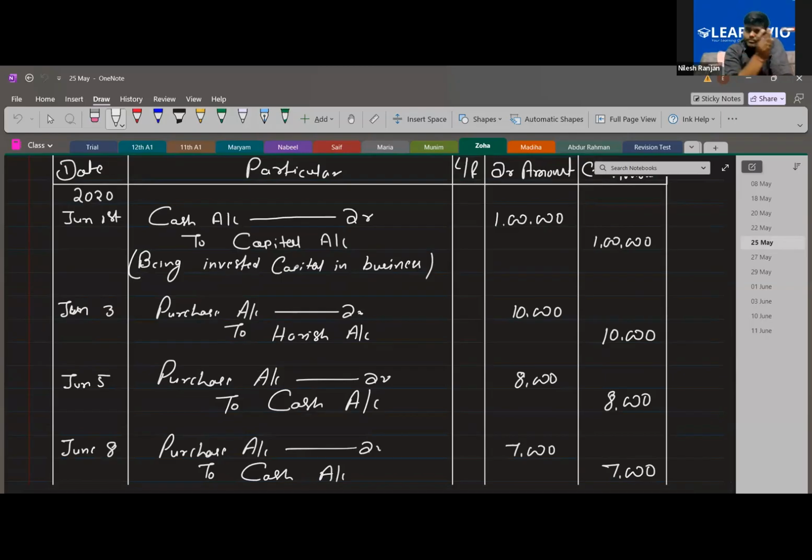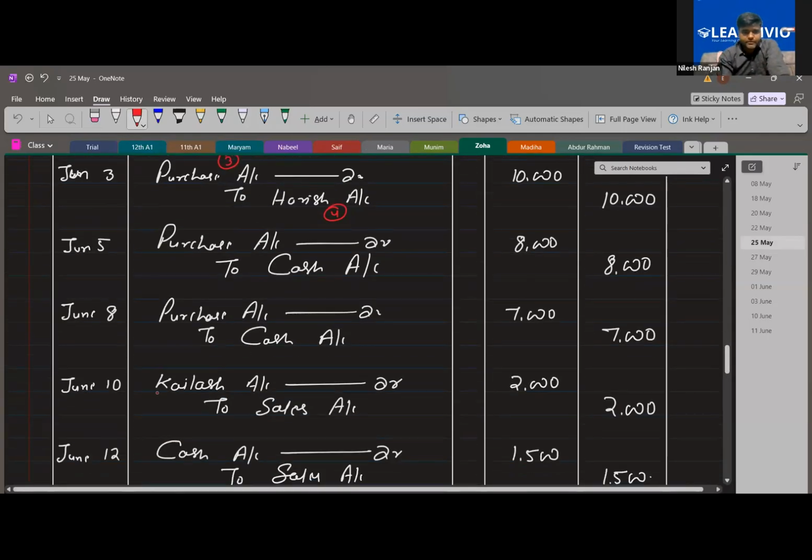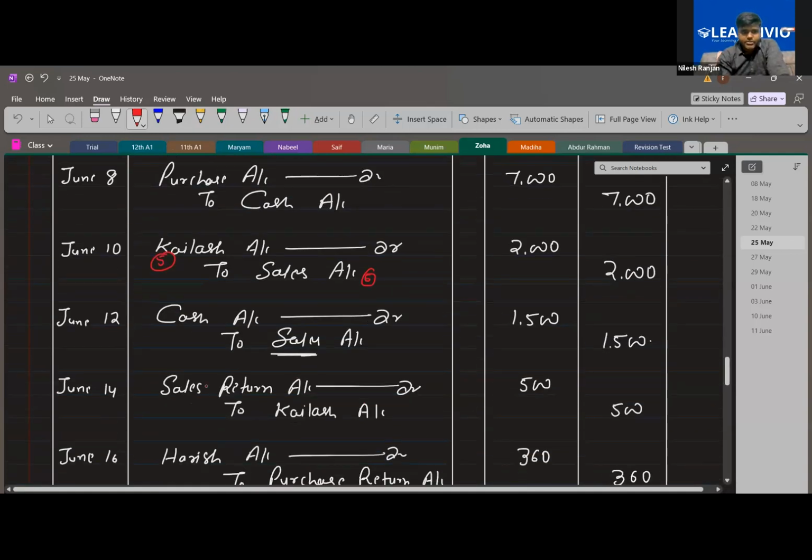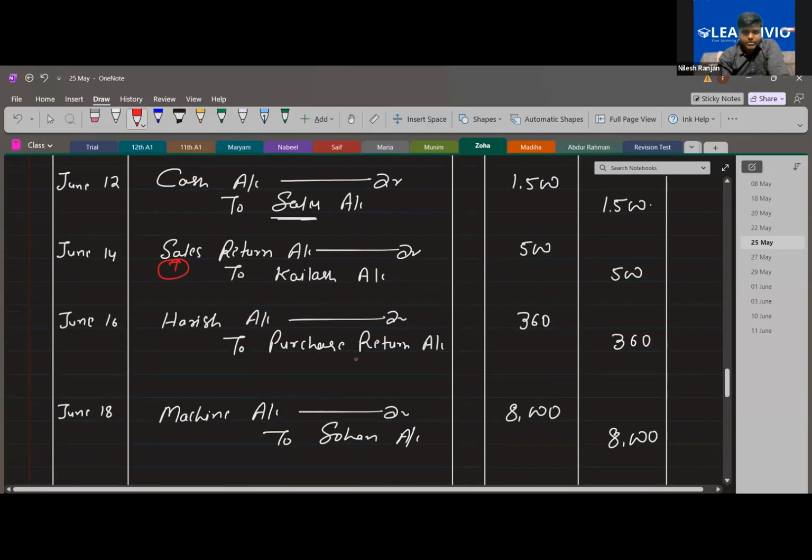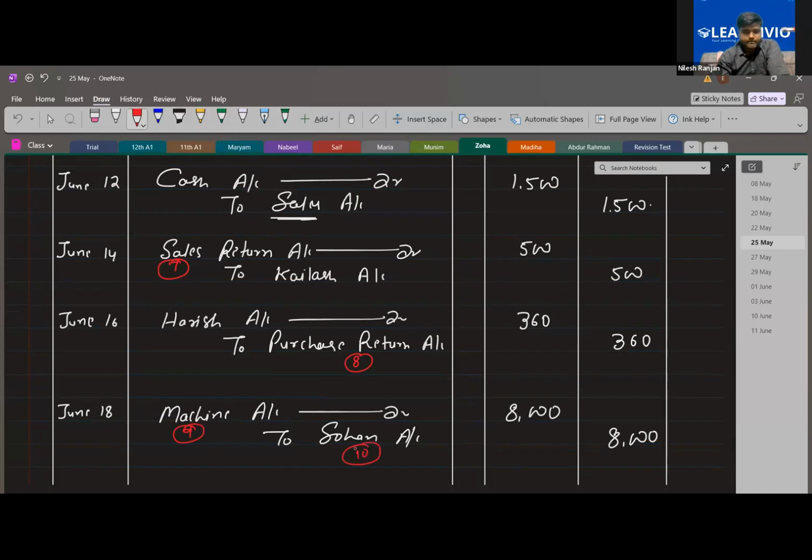While preparing the ledger from the journal, what we have to do here is count the accounts. There is one cash account, two capital account, three purchase account, four Harish account. Purchase is repeated here, so I'm not going to count it. Cash is also repeated. Then Kailash 5, sales 6, sales return 7, purchase return 8, machine 9, Sohan 10.